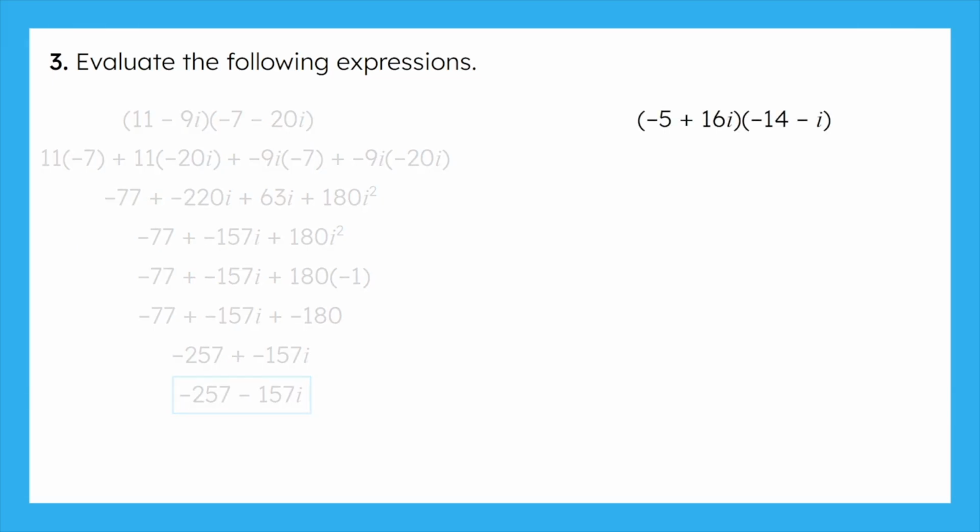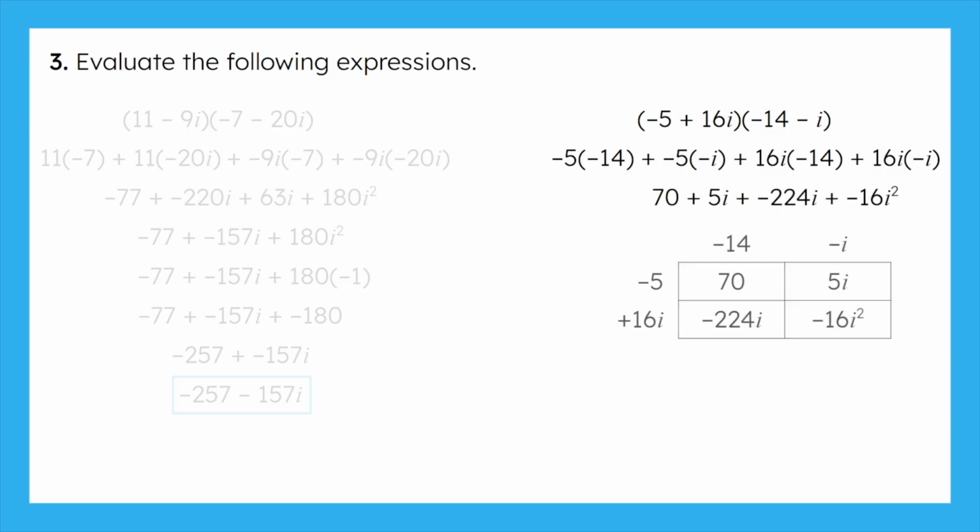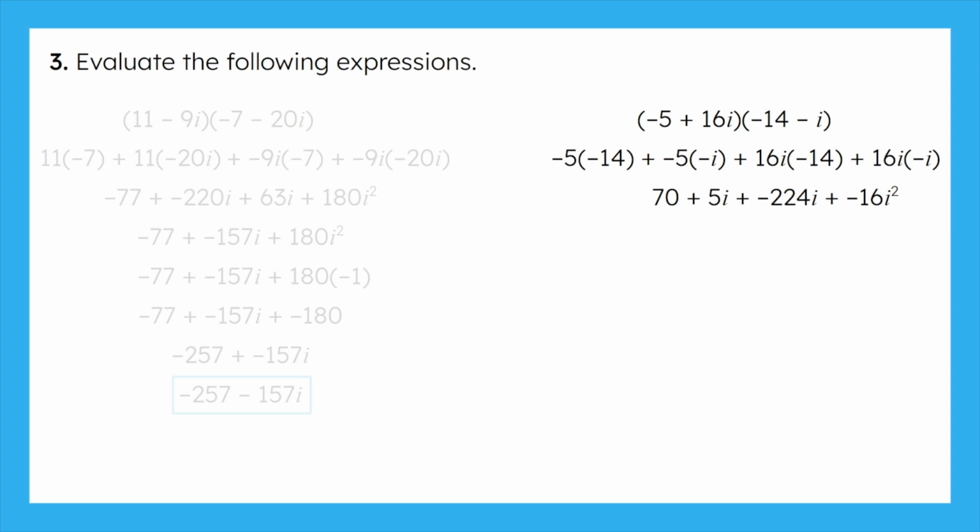We first distribute the negative 5 to the negative 14 and negative i, and then we distribute the positive 16i to the negative 14 and negative i. This will evaluate into this expression, and if you used an area model, the result is the same. Our next step is combining like terms.